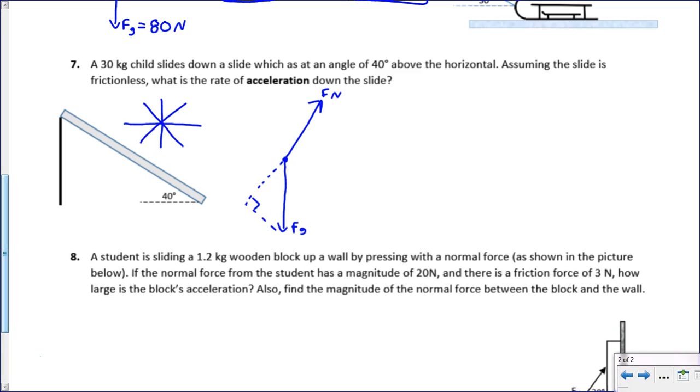We know here that if you identify this angle in the snowflake, it is 40 degrees. And then you can just go around: 40, 50, 40, 50, 40, 50, 40, 50. Then you want to identify the angle at the top of the gravitational force, and you should hopefully see that this is 40 degrees as well. Something else we know is that this is a 30 kilogram child, so it's 300 newtons for the gravitational force.